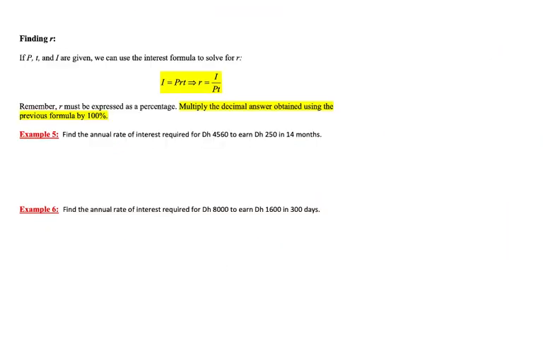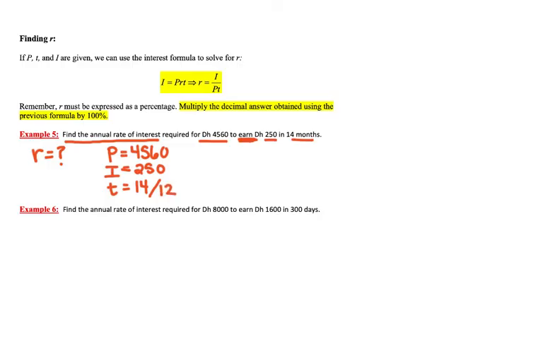Okay, let's look at these next set of questions. This one says find the annual rate of interest. So this time the R is missing, and they're saying 4,560 will earn 250. So the starting amount is 4,560. Remember, this word earn tells you that's the interest. The interest was 250. The time is 14 months. So we can't say 14 because that would mean 14 years. So we'll say 14 over 12 since it's months.